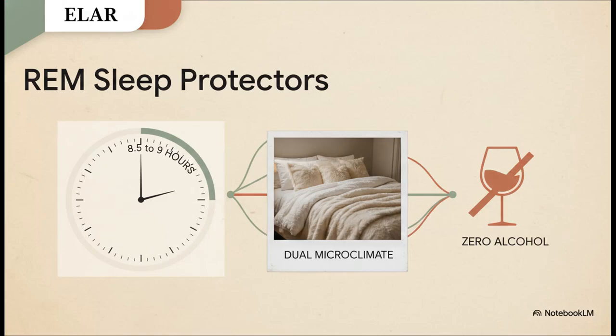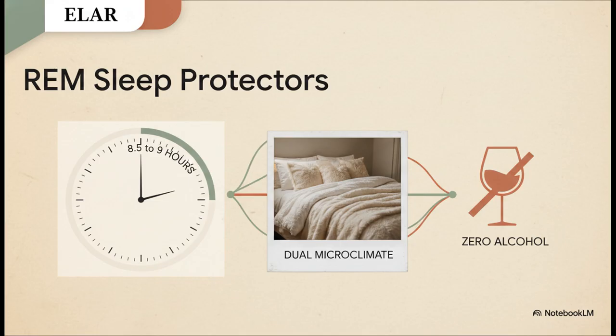Now, optimizing REM is a completely different ballgame. It's all about removing suppressants and actively protecting those fragile late-morning sleep cycles. Because REM happens mostly at the very end of your night, you have to extend your total sleep opportunity window to about 8.5 to 9 hours. If you cut your sleep short, you are literally amputating your REM sleep.